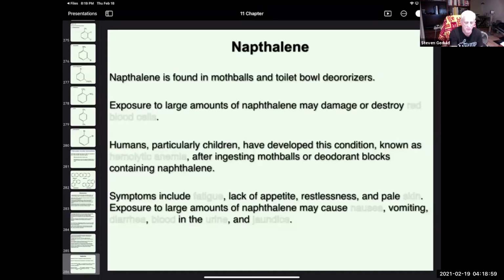So naphthalene is found in mothballs and toilet bowl deodorizers. Exposure to large amounts can damage or destroy your red blood cells. Humans, particularly children, have developed this condition known as hemolytic anemia after ingesting mothballs or deodorant blocks containing naphthalene. So if your child eats mothballs or gets a hold of deodorant sticks, that can cause hemolytic anemia. Symptoms include fatigue, lack of appetite, restlessness, pale skin. Exposure to large amounts of naphthalene may cause nausea, vomiting, diarrhea, blood in the urine, and jaundice.